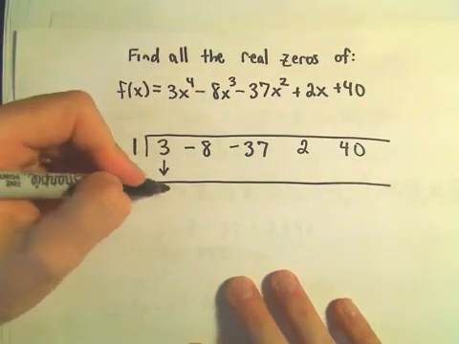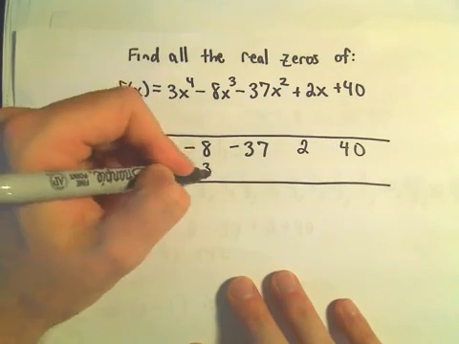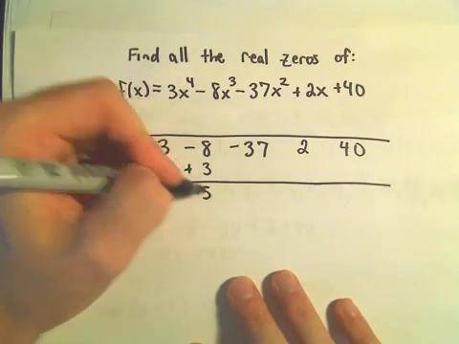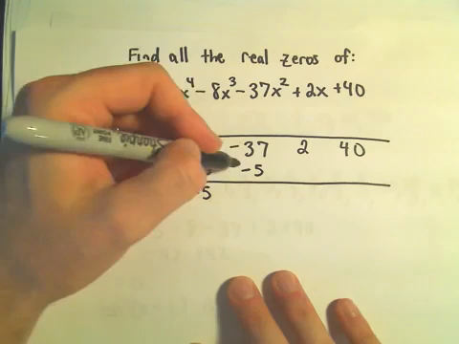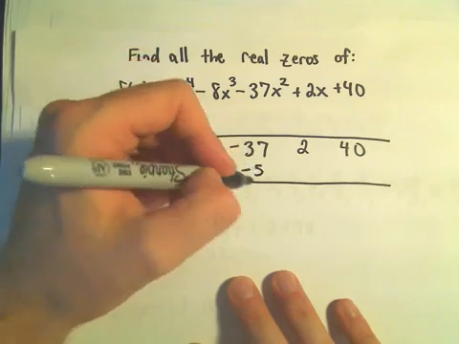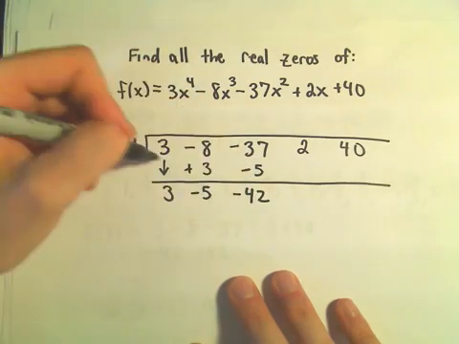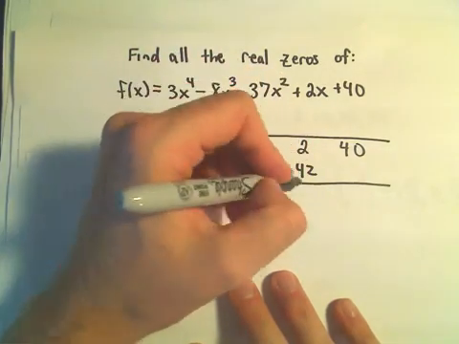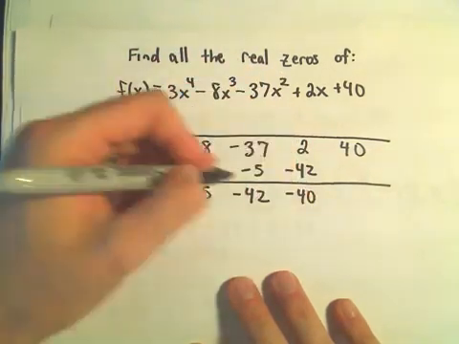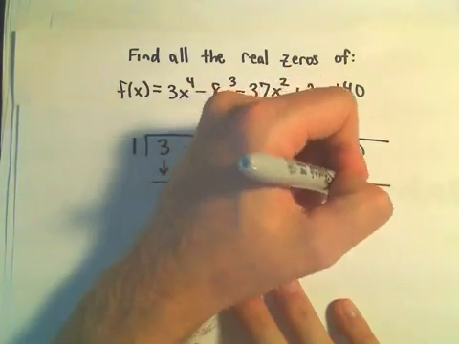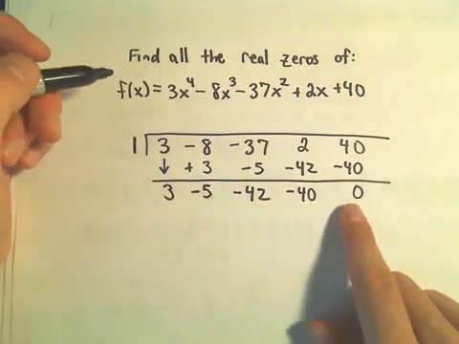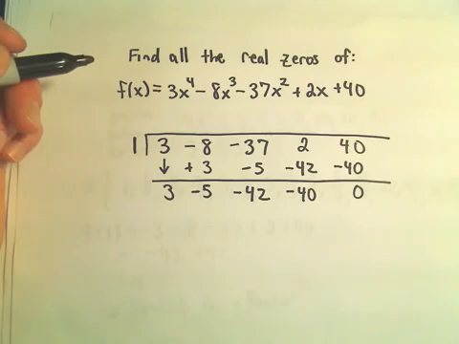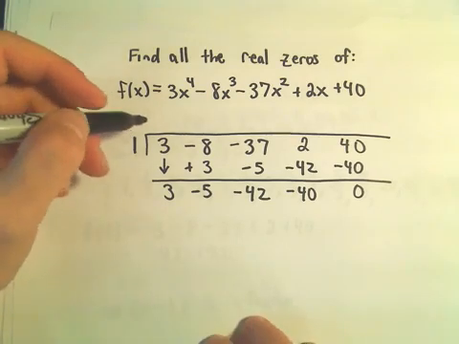Again, that was our 0. And then we just drop down the first number. So 1 times 3 is 3, and then we just add. We'll get negative 5, then we multiply. So negative 37 and negative 5 is negative 42. Again, we just drop that one over. If we add, we'll get negative 40. 1 times negative 40 is negative 40. We get 0 as our remainder, which we should be getting if 1 is in fact a 0.